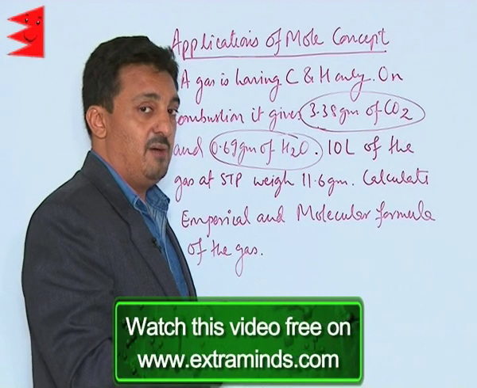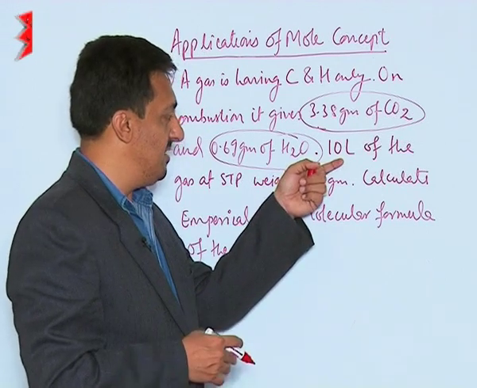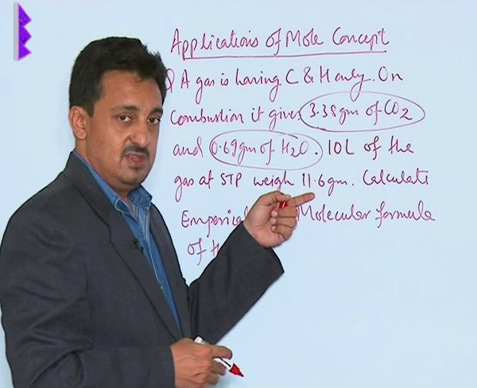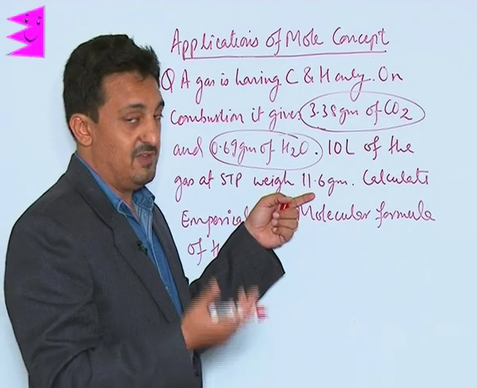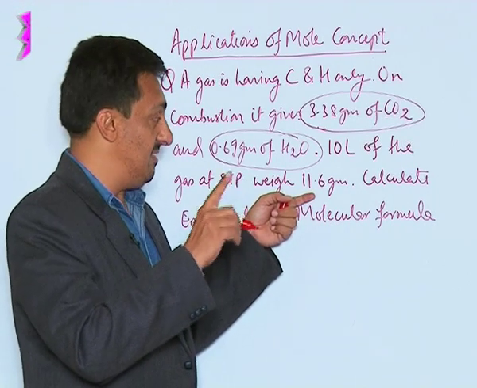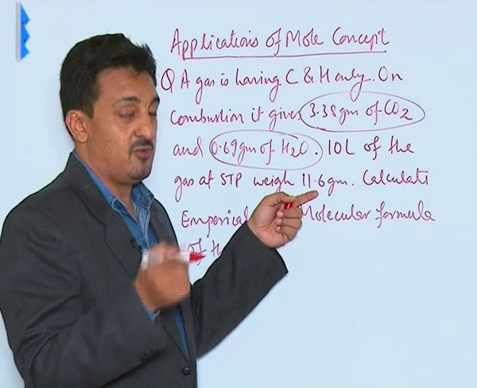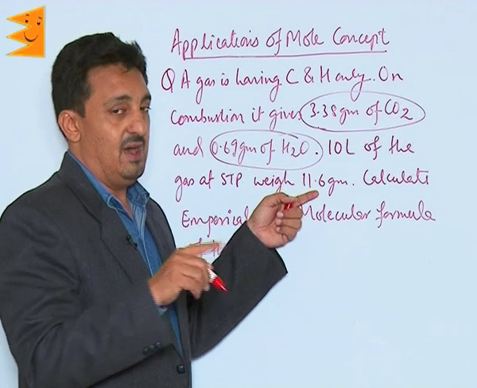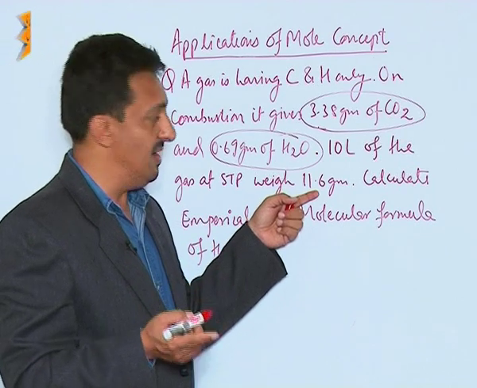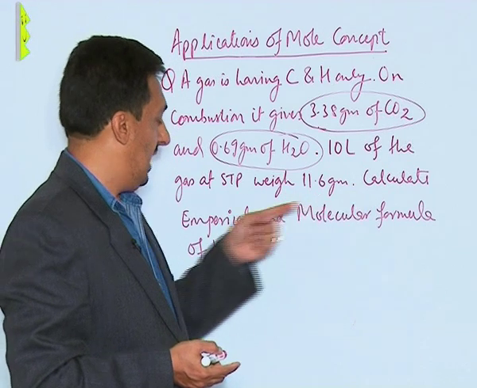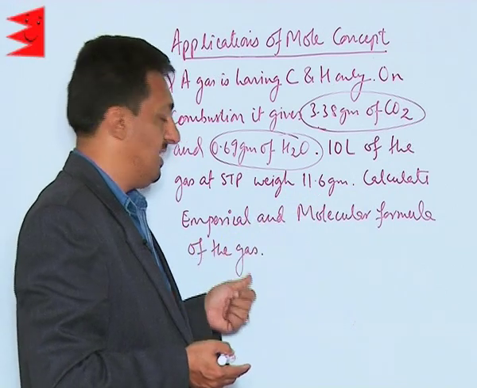It is given in the form of the volume of this gas, 10 liter, is having this much of mass. So we can find out molecular mass because we know if this 10 liters is weighing this much, 22.4 liters will weigh how much? Because 22.4 is 1 mole and mass of that will be the molecular mass or molar mass. So we can find out from this information. Then it asks, calculate empirical and molecular formula of the gas.